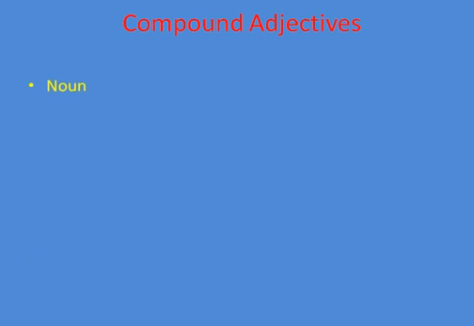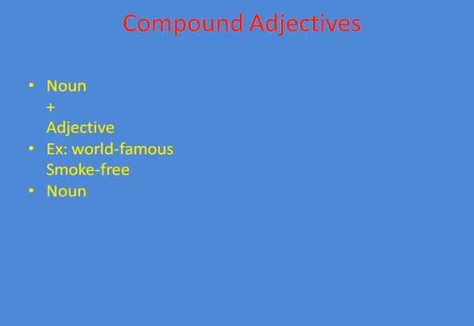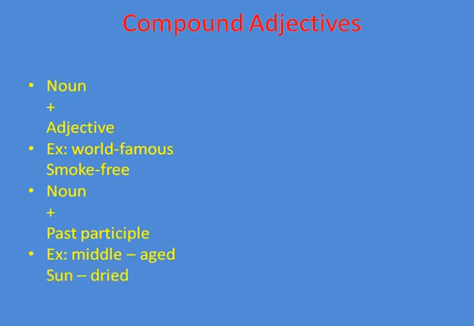Now, a noun can also be used as a combination along with an adjective, like in this example, world famous. Now world famous is the compound adjective. Smoke free is the compound adjective. Now we can use a noun in combination with a past participle to give this beautiful compound adjective, middle-aged. Middle-aged. See one more example: sun dried.